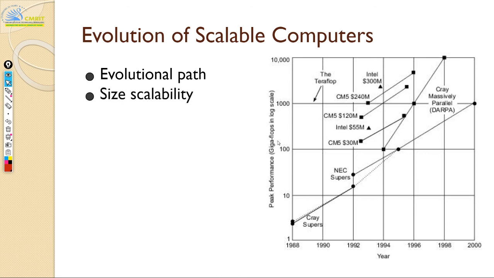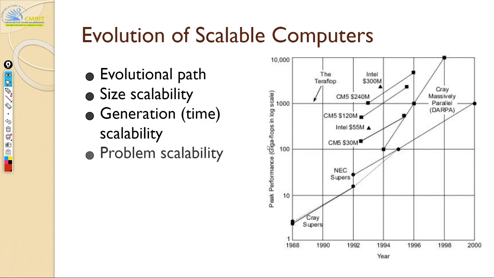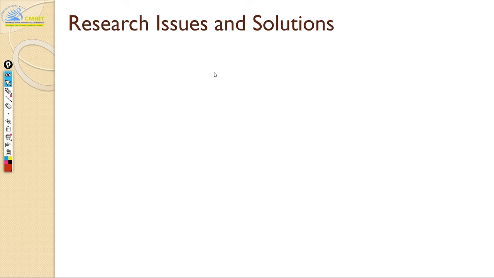So evolutionary path, size scalability, generation time, problem scalability. These are some of the things that we need to consider or go over. So where are we going, and how are the problems scaling, how do the generations evolve over time, and how are my problems evolving, what kind of new problems am I working on. These are some of the things that we want to go through.